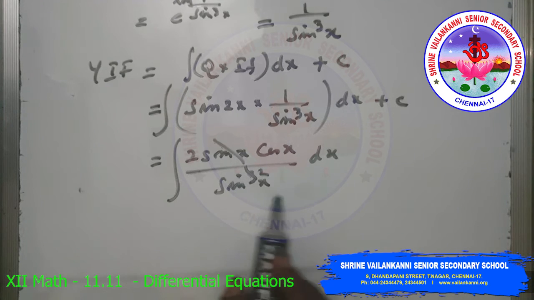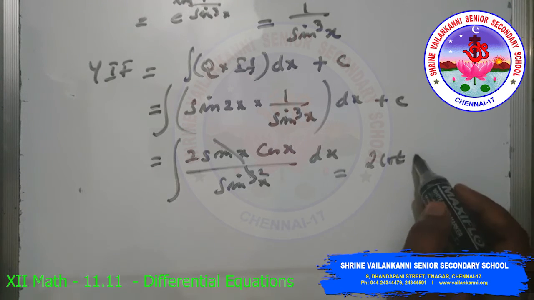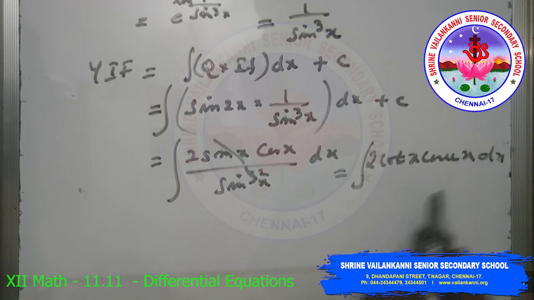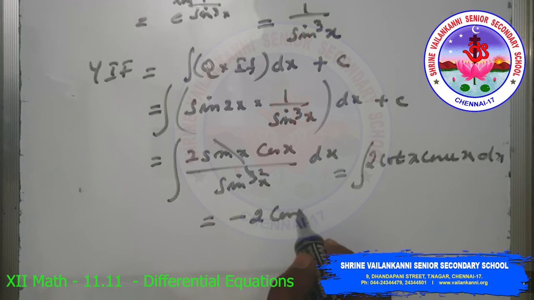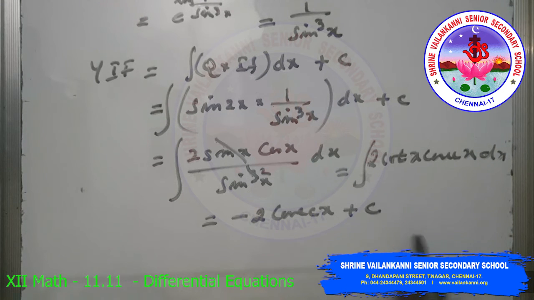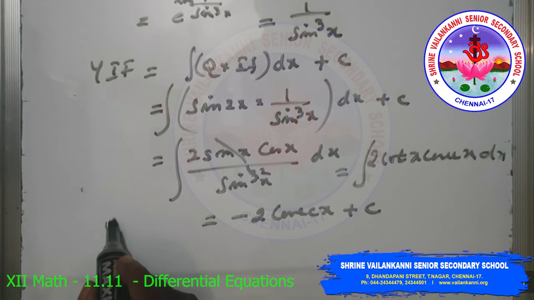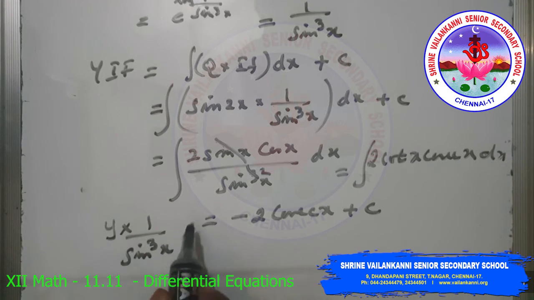So cos by sin is cot and 1 by sin is cosecant. So integral of 2 cot x cosecant x dx. So cosecant x cot x dx is minus cosecant x, which is equal to minus 2 cosecant x plus c. So y into IF, y into 1 by sin cube x, which is equal to minus 2 cosecant x plus c.